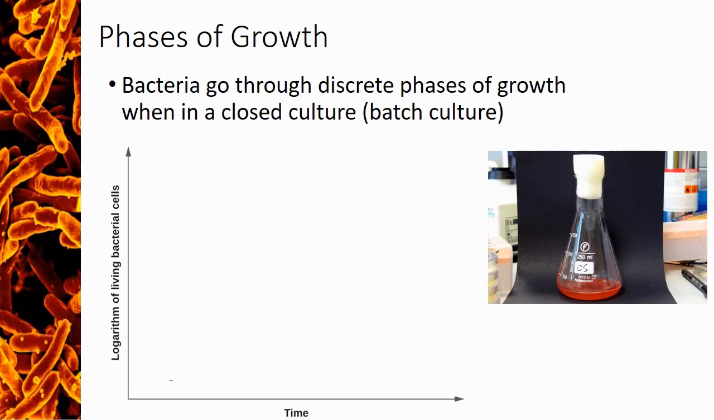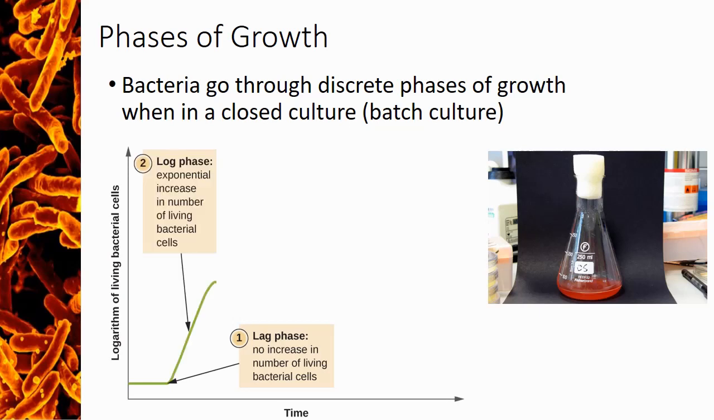When bacteria are inoculated into a closed culture, meaning the original cells are first added to the media, they have to adjust to their new environment. This adjustment typically involves things like transcribing and translating new proteins, performing different metabolic reactions based on the food sources in the media, and beginning the process of binary fission. This first stage is called the lag phase, and during it, there's no actual binary fission that is happening, so the number of cells does not increase.